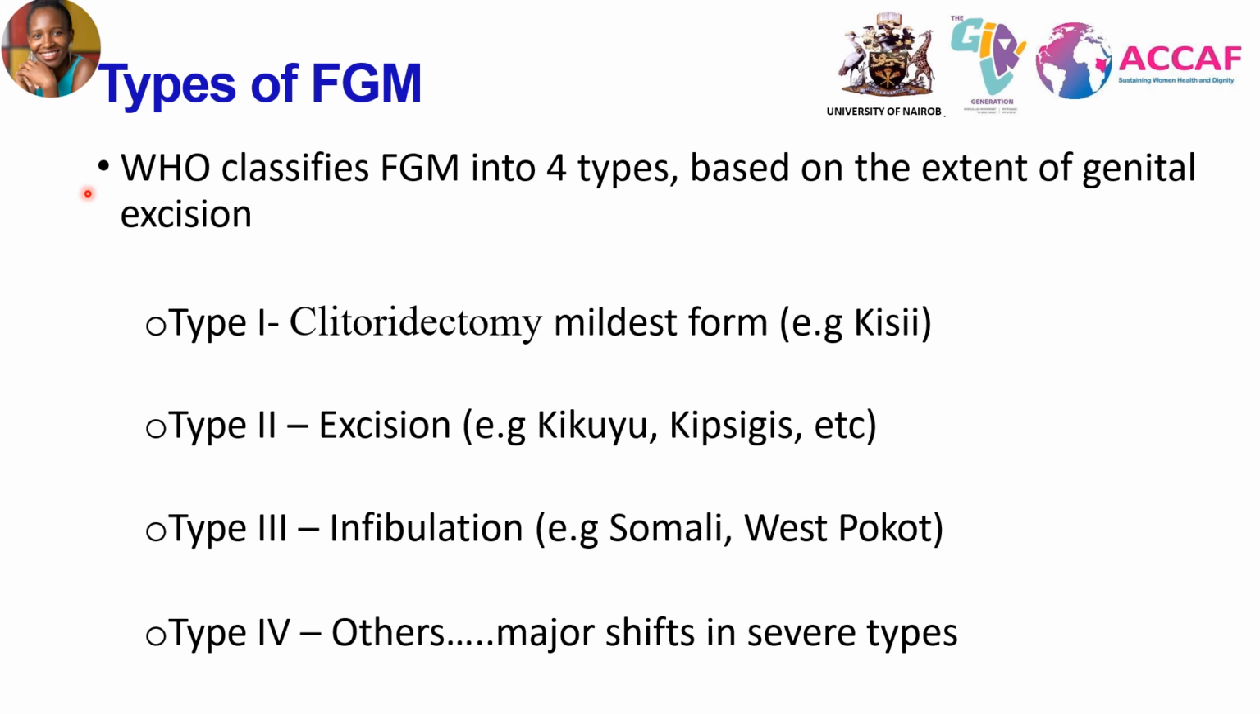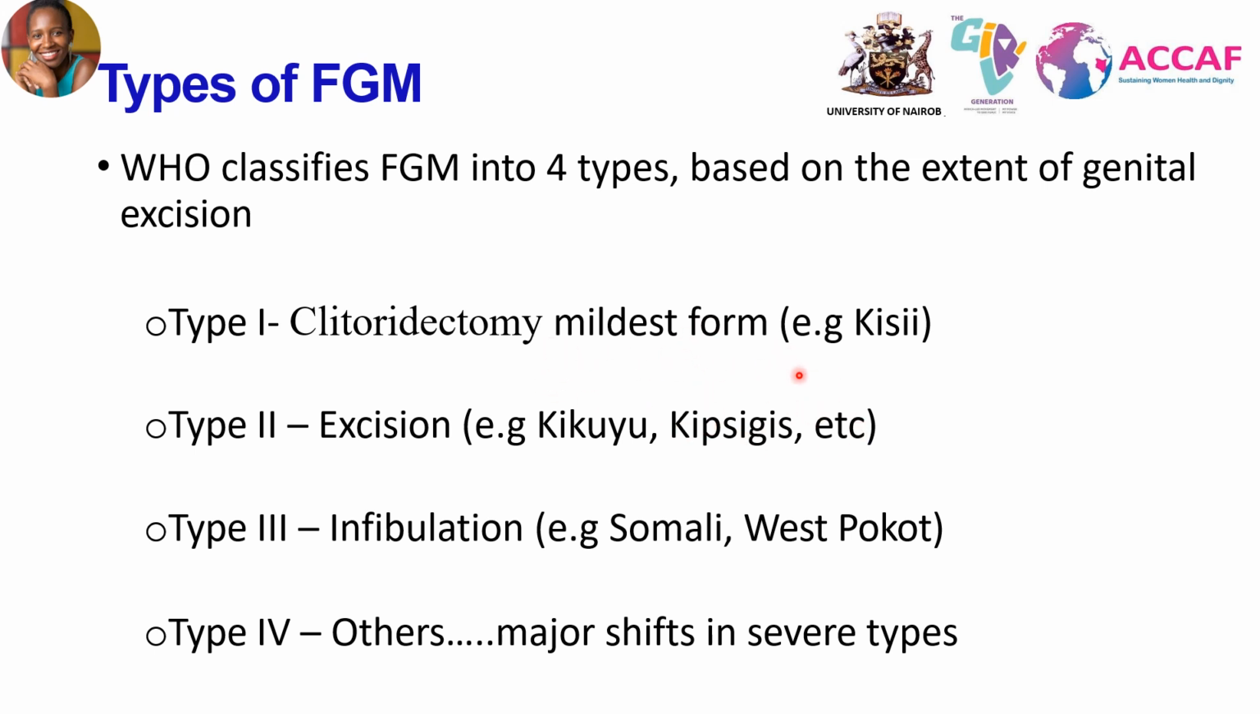Okay, so with the ability to understand the external genitalia, this brings us to the different types of FGM, the different types of the cuts. The WHO classifies female genital mutilation into 4 types, based on the extent of the excision or the extent of the mutilation that has happened. We have type 1 all the way to type 4, and type 1 we also call the clitoridectomy, which is usually the mildest form.